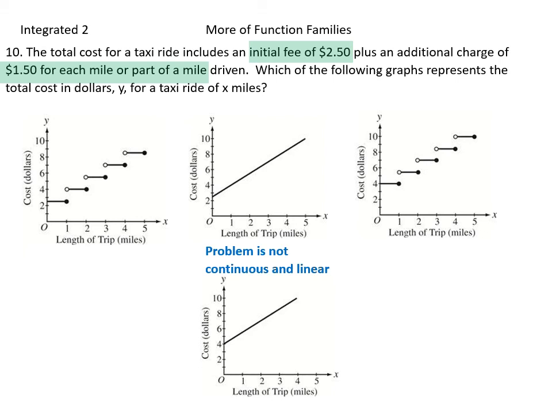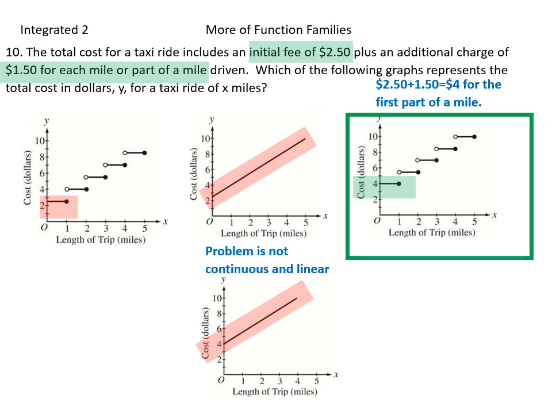Okay. So the middle two, this problem's not continuous, so that means it's not linear like this. It's more the step functions. Okay. Now we've got $2.50, and as soon as I sat in the cab, I have to pay $2.50, and then I got to pay $1.50 as soon as that cab starts driving away. So that means for 0 to first mile, I have $4 that I have to pay. Which of these graphs starts at $4? The one on the left or the one on the right? The one on the left starts at $2.50, so it's not that one. The one on the right starts at $4. That would be our answer.